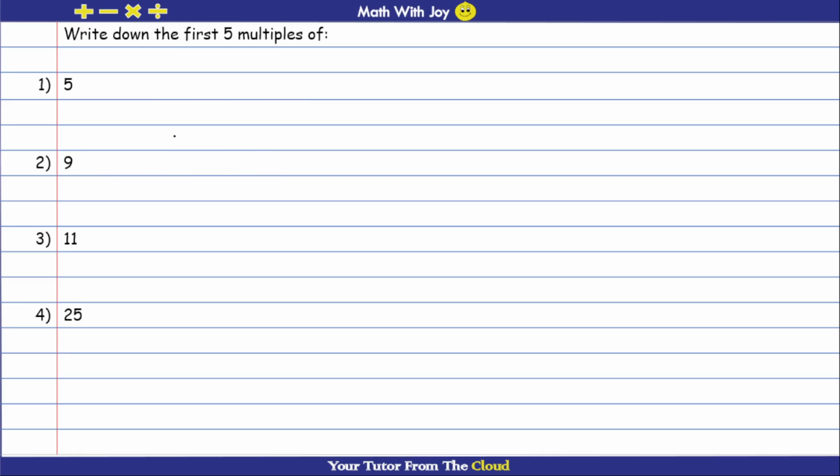Now here, they say we need to write down the first 5 multiples of 5. So the way we can write them, we can actually use a list. You can draw these curly brackets, and then you're going to say 5 times 1 is 5. 5 times 2 is 10. So basically counting in 5s. So 5, 10, 15, 20, 25. Because they were looking for the first 5 multiples. That is 1, 2, 3, 4, 5.